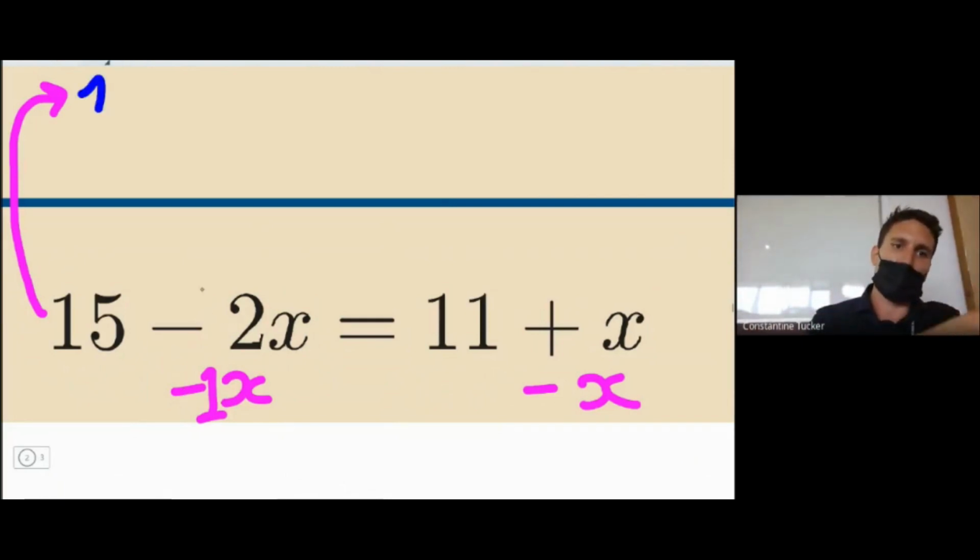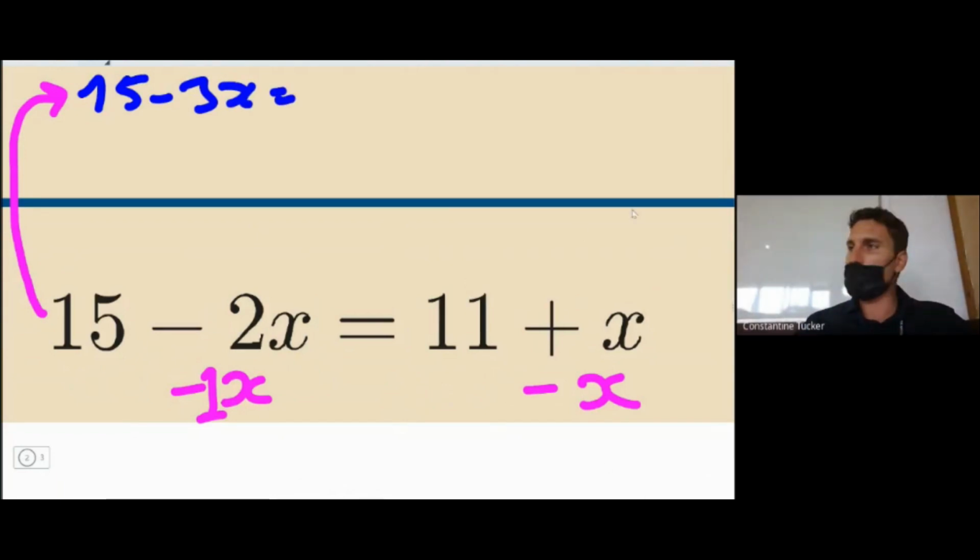So here we get 15 minus 3x is equal to, on the right, you're about to say, what are we left with? What are we left with on the right? You were not paying attention. No, we're left with 11, not 35. So 11 on the right, because we take away x from the right, so the plus x minus x just cancel each other out.